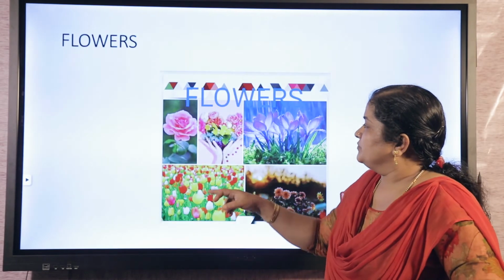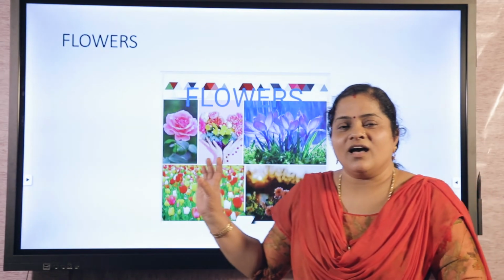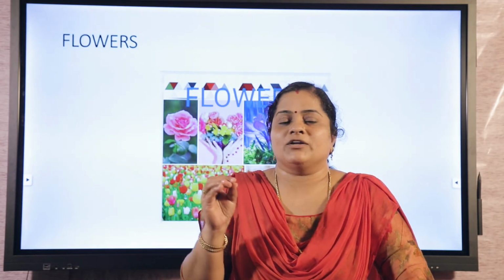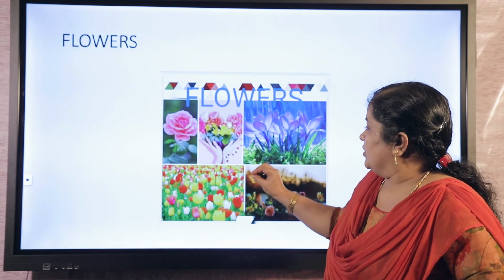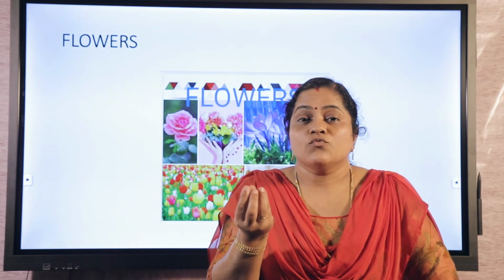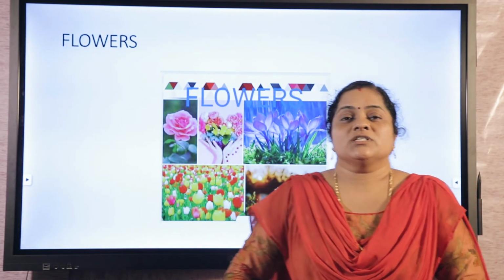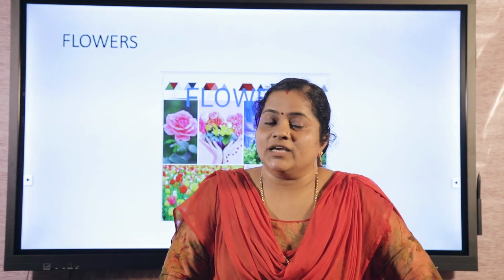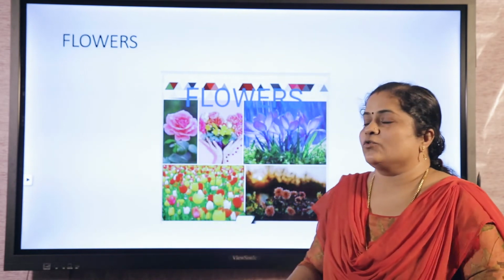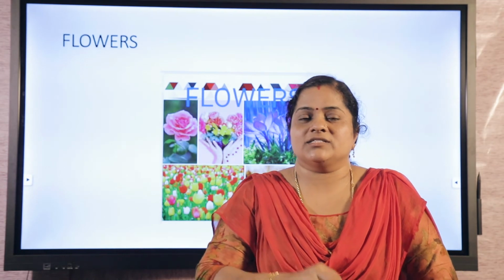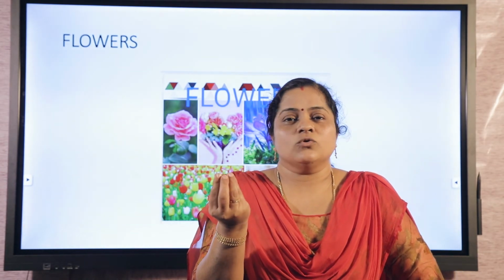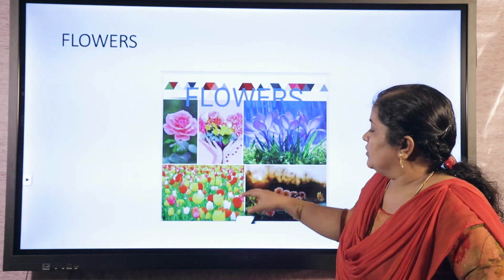Next one, children. Flowers. This is the most beautiful part of the plant. These flowers grow into fruits. What is coming from this flower? Most of the flowers grow and produce fruits. Inside the fruits, what may be there? Inside the fruit we can see seeds. That seeds only we sow. We sow the seeds in the soil. That only grows into a baby plant.